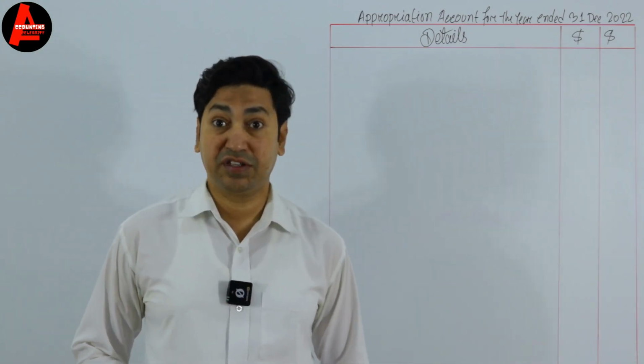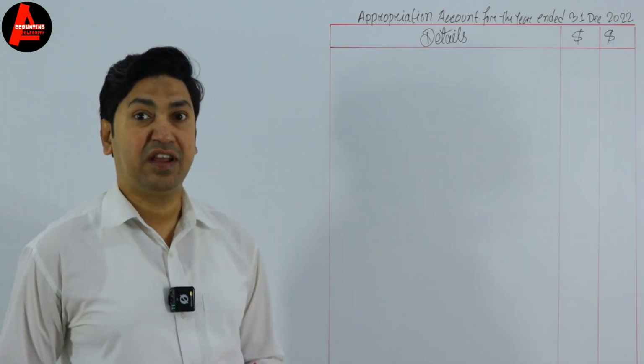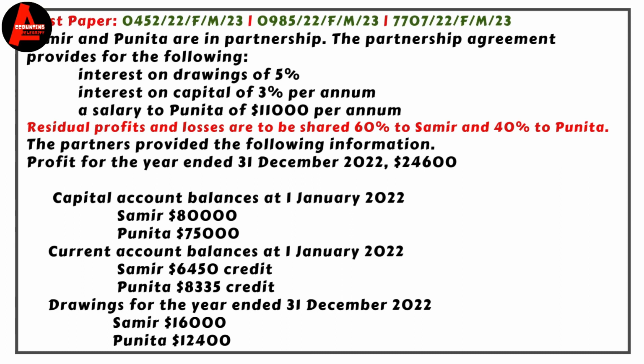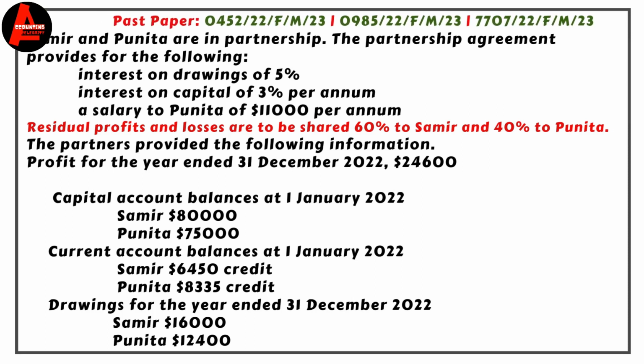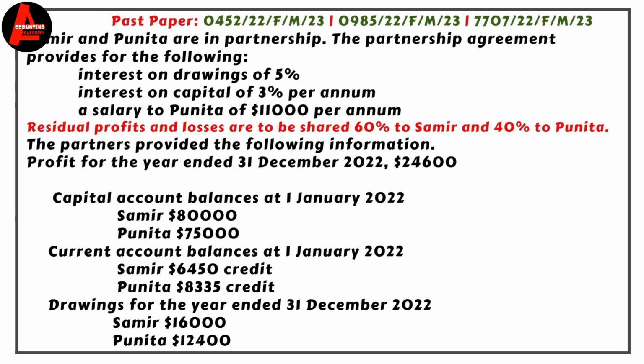This is an accounting past paper. We will see the question first, then we will come back here. Okay. So here what is written: Samira and Punita are in partnership. The partnership agreement provides the following. Here we have interest on drawings 5%, we have interest on capital 3% per annum, we have a salary to Punita $11,000 per annum. Then we have residual profit and losses are to be shared 60% to Samir and 40% to Punita. Okay. Then we have some other information.